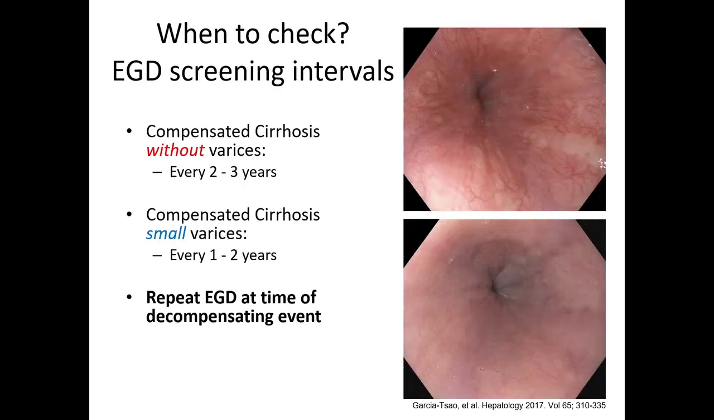When do we repeat EGDs and when do we check? In patients with compensated cirrhosis without varices, a repeat EGD is performed every 2 to 3 years. In compensated cirrhosis with small varices, a repeat EGD is performed every 1 to 2 years. And it's important to remember that a repeat EGD should be done at the time of any decompensating event in any patient. To the right, this would be an example of no varices, and this would be an example of small varices which flatten with insufflation.